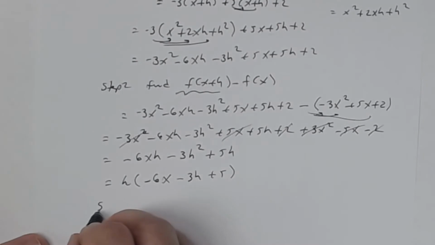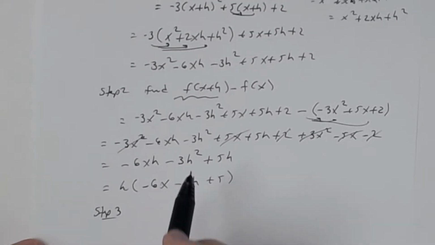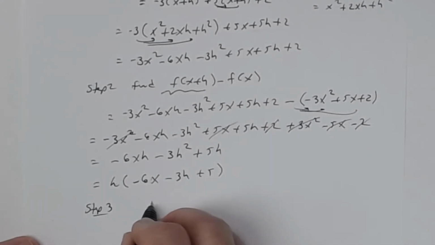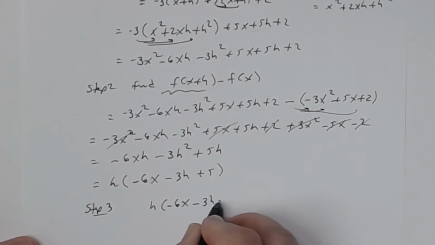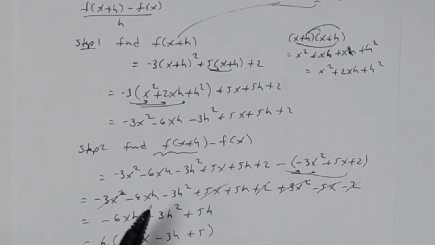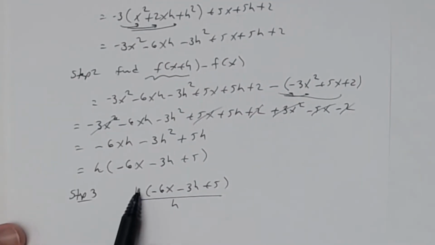Now step 3 is where you take the numerator, which is what this is right here. This is your numerator. Okay? And you divide that by h. That's what that says. Okay? Numerator. So step 2 divided by h. And now these h's divide out, and you get negative 6x minus 3h plus 5.